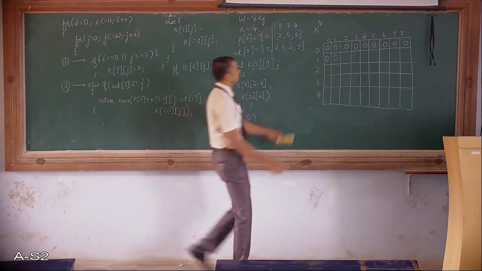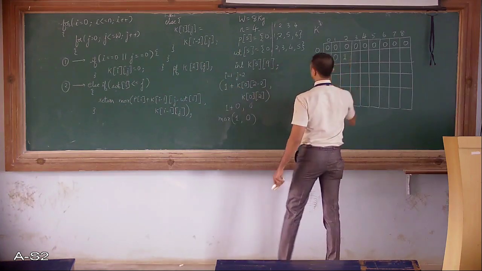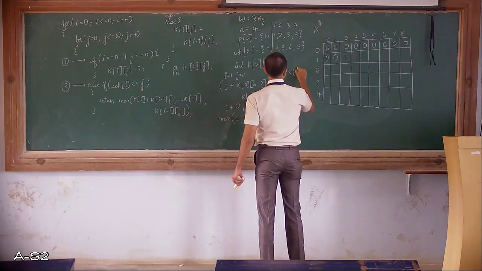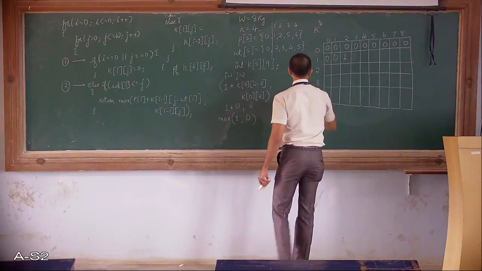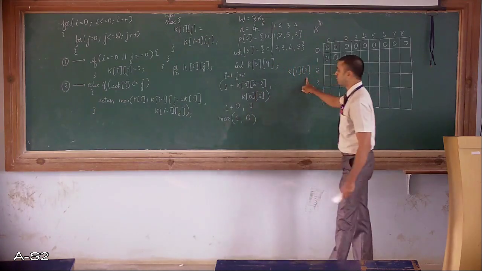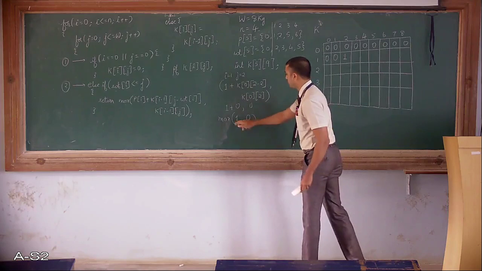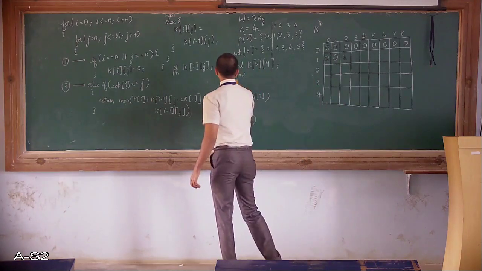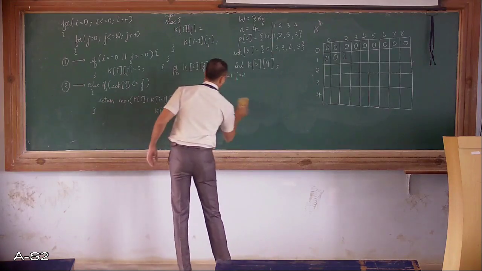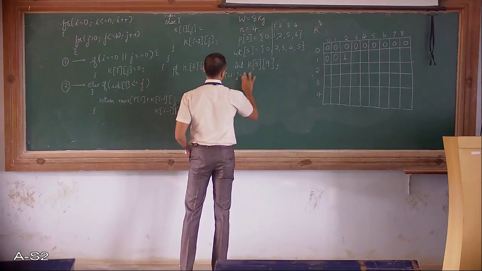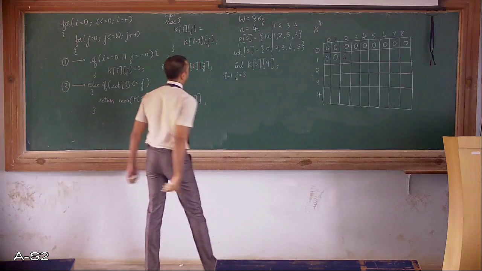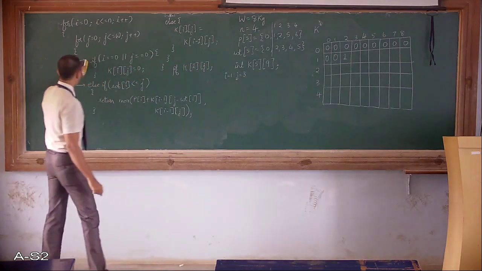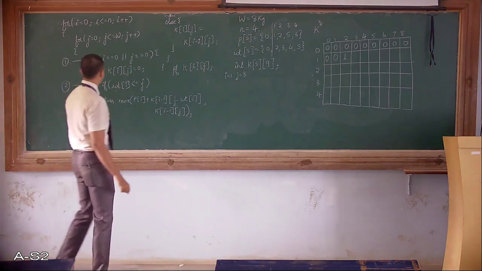So where I'm going to place it? I'm going to place it in this cell at K of 1 comma 2. At K of 1 comma 2, I'm going to place this maximum value 1. Next, j plus plus. J value becomes 3. This condition fails.